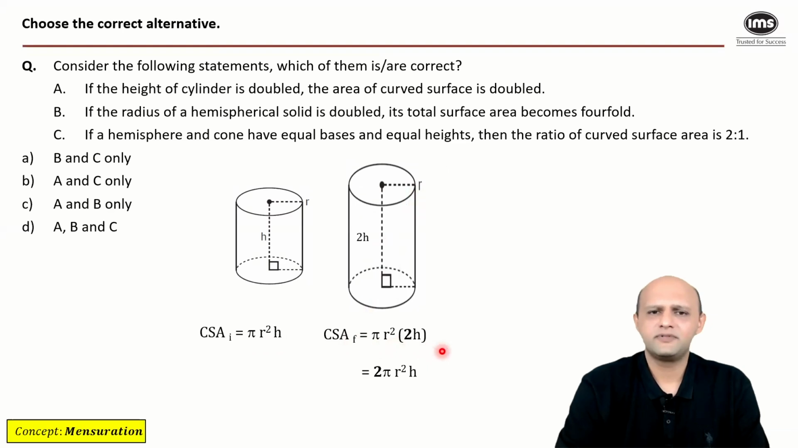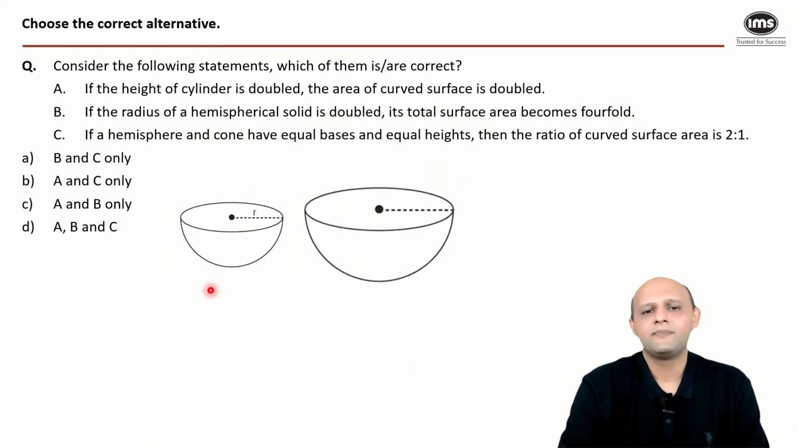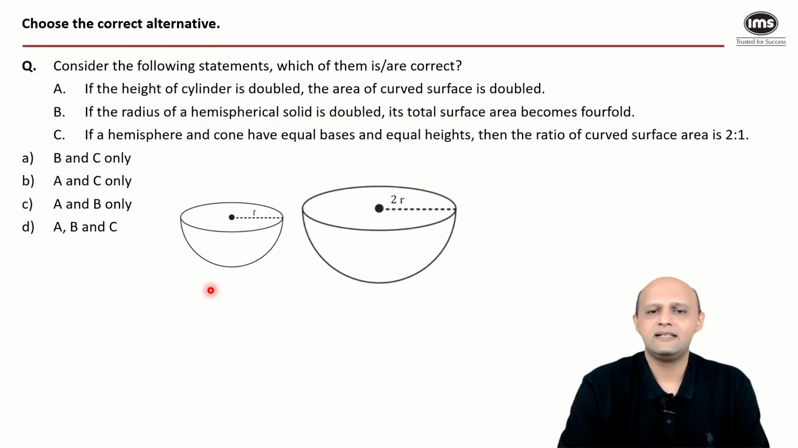What would happen to the curved surface area eventually? It would obviously double. So is the first statement true? Yes, it is. If you try to analyze the second statement, let's read it before that. If the radius of the hemispherical solid is doubled, then the total surface area becomes fourfold. Two things: hemispherical solid, radius, and the total surface area. So this is the original solid. What you're doing is you're doubling the radius. So the radius is doubled.